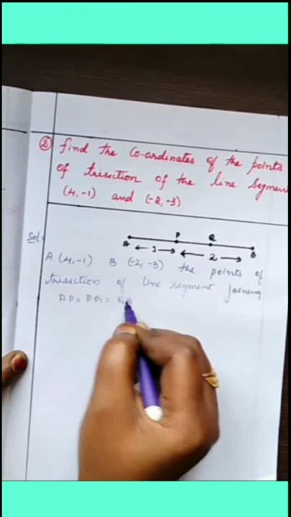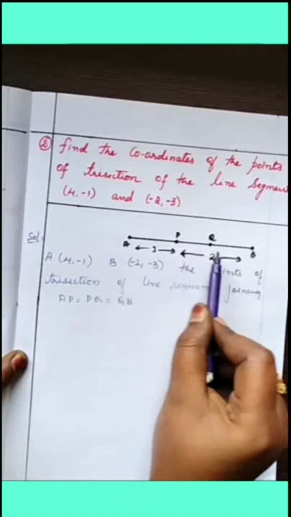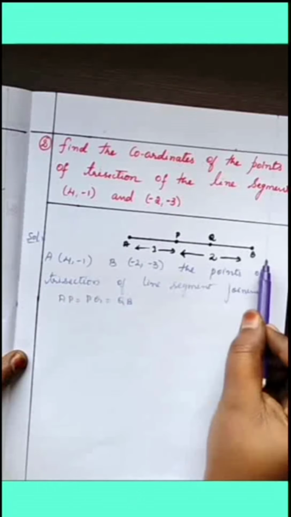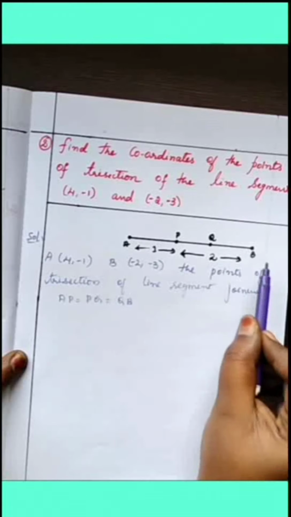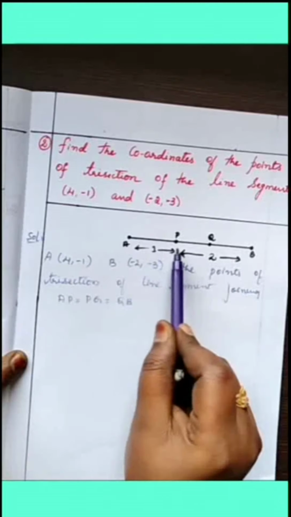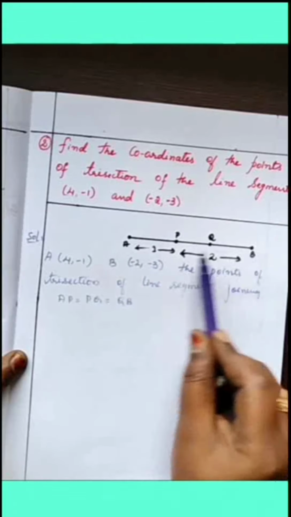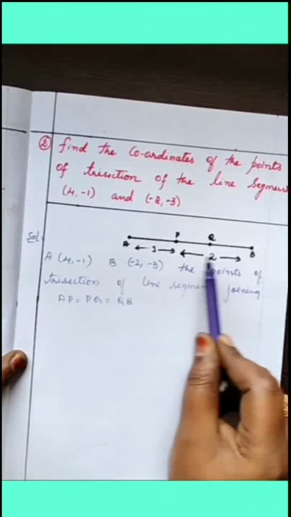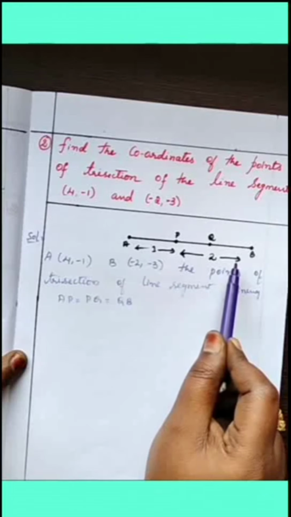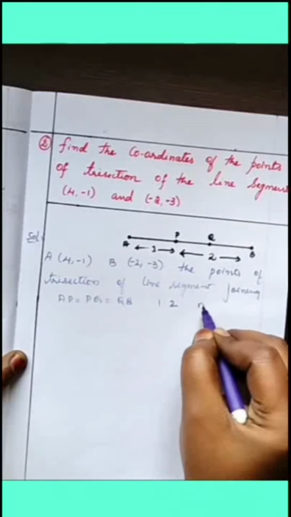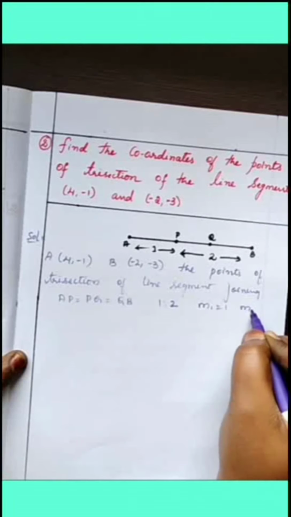How many line segments are there? 3 line segments. AP is one segment, PQ is another segment, and QB is a third segment. Here complete AB is one line. It is divided into how many parts? 3 parts. That is trisection. Now consider AP is one segment and PB is having how many line segments? 2 line segments are there. For that sake, here the line AB is dividing internally in the ratio 1:2. It means m1 equal to 1, m2 equal to 2.